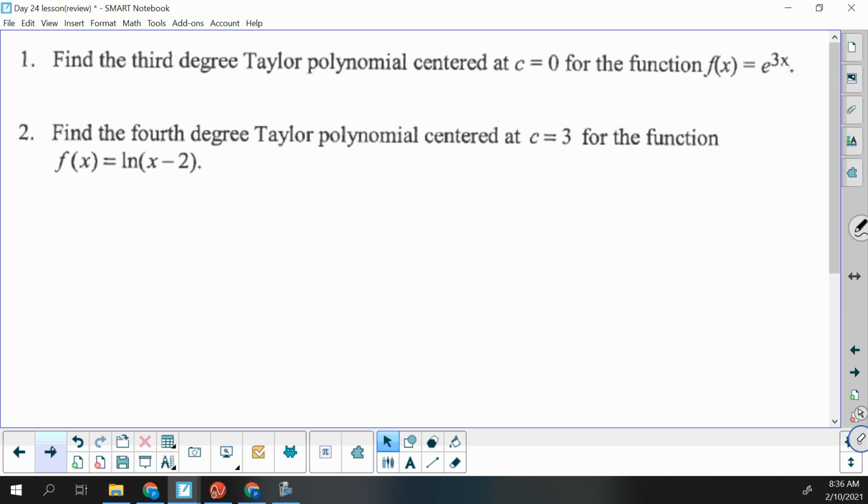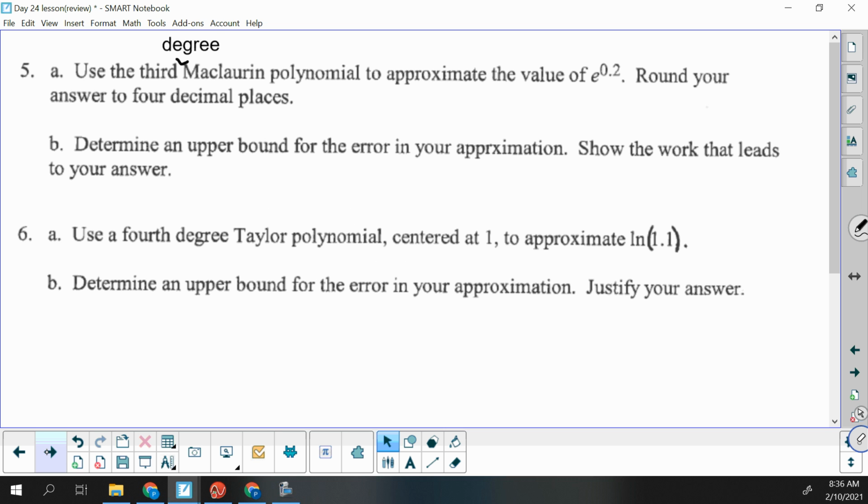All right, so we're going to look at 3 different ones that in past students have asked for. So we're going to look at number 5 first. We want to use a third degree Maclaurin polynomial to approximate the value of e to the 0.2. So we'll start with 5a.